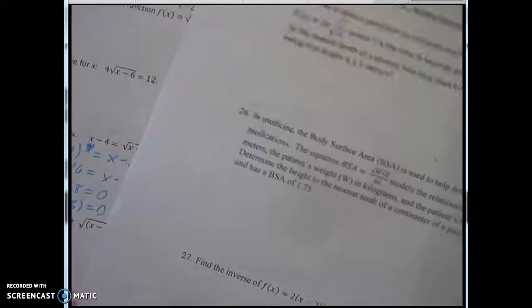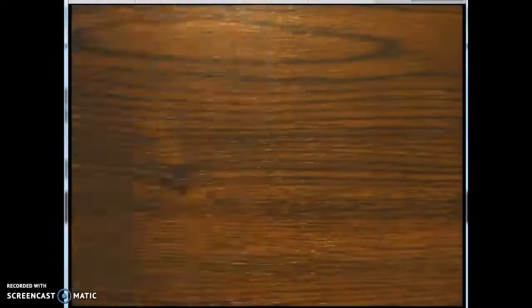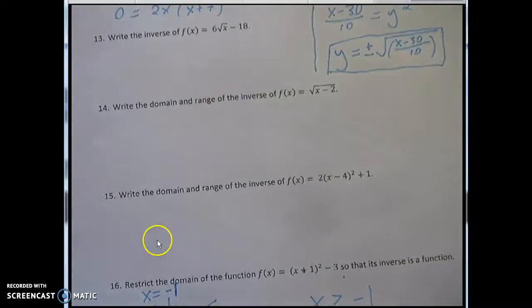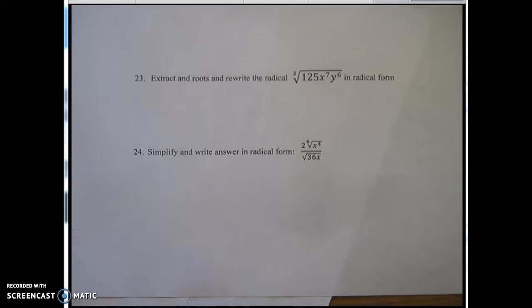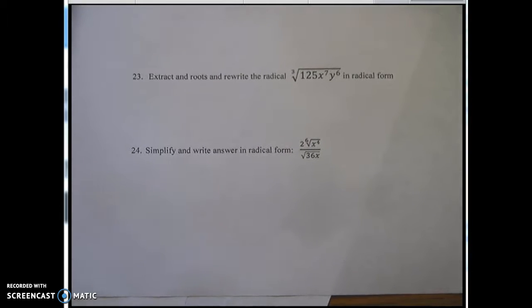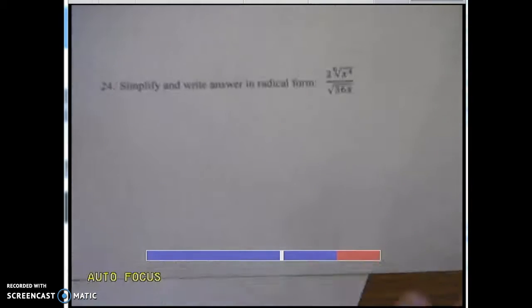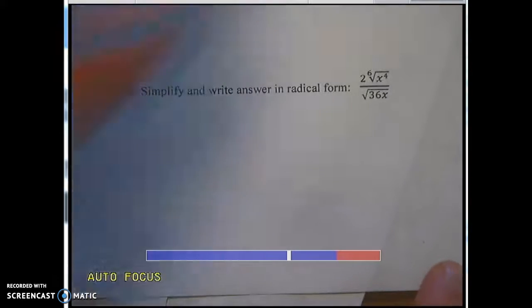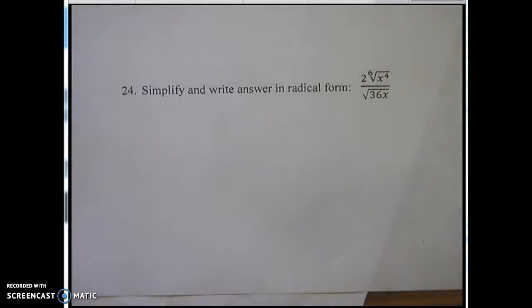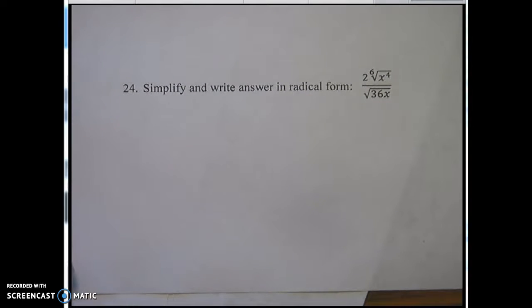Which I'm having a little trouble finding. And number 24 on the test review says simplify and write in radical form. So we've got this thing here. The easiest way, and I think the only way really to simplify this thing, is to rewrite it in exponential form and then try to manipulate the exponents somehow.